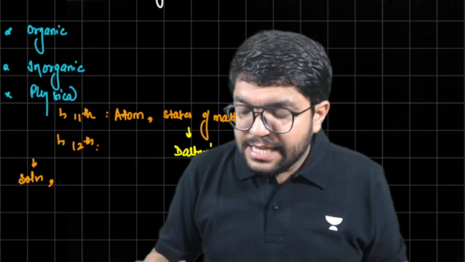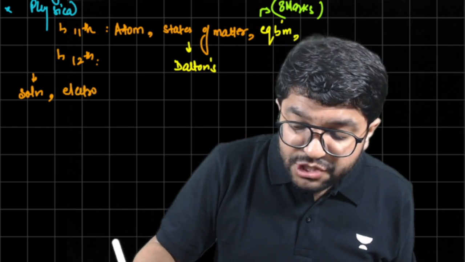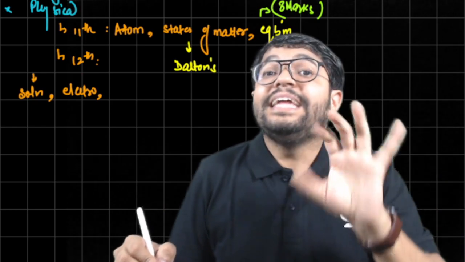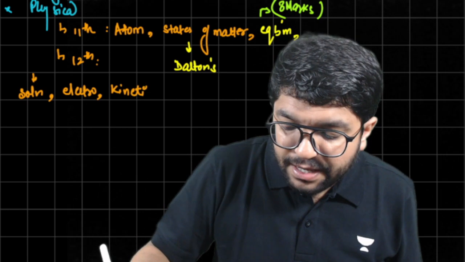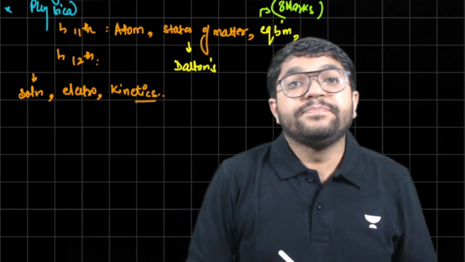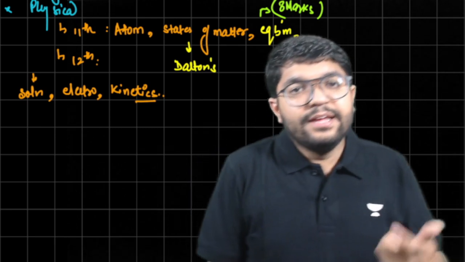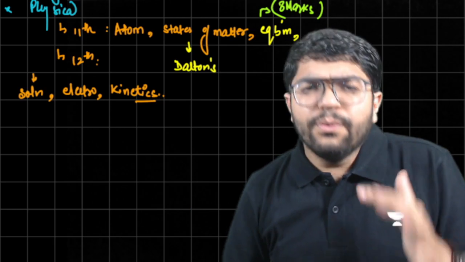Right? Then solutions. Then we have electro. Electro, as I mentioned, since we deleted redox there, so electro needs to be taken in detail. And last but not the least is chemical kinetics. You do these things and we are almost done with physical chemistry. So there is surface chemistry. Okay, no problem. Only theoretical.